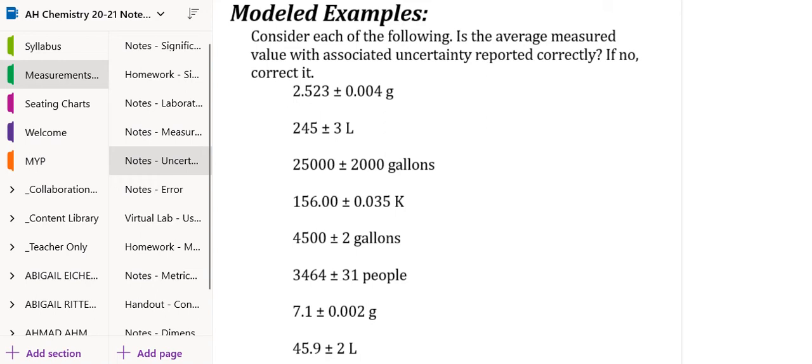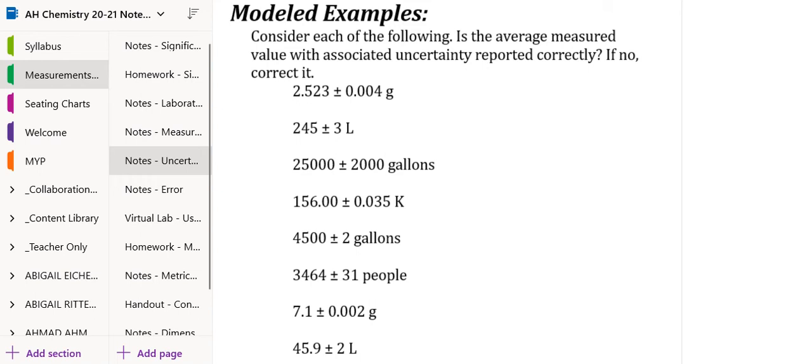Okay, so let's look at these examples together. We're going to talk about each of them, so if you didn't get them all written down, you can write them down as we go over them. So remember, we're looking for two things. One, the uncertainty has one non-zero digit. Another way to say that is it has one significant digit, right? And two, wherever my uncertainty is, that one non-zero digit needs to be in the last significant digit of my measured value.